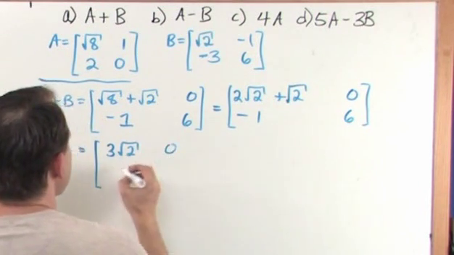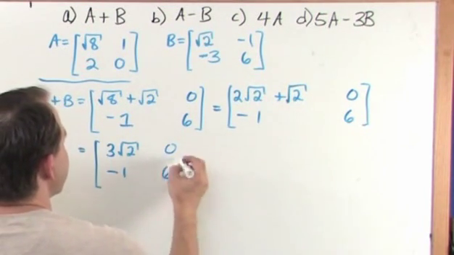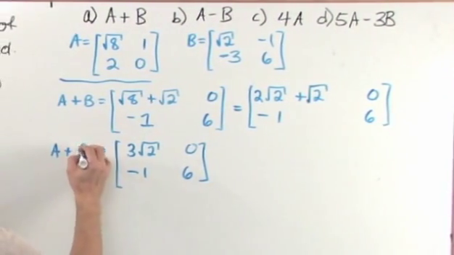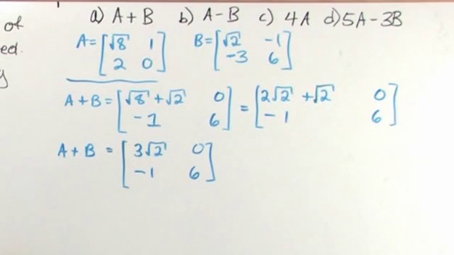And then finally I have 0, and then negative 1, and then 6. And that's the answer there. So that's what A plus B would look like. Okay? 3 times the square root of 2, 0, negative 1, and 6. Okay? So that's what that would look like.